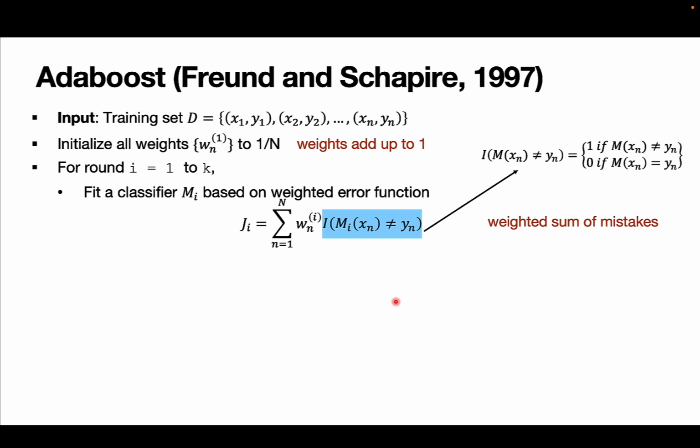Here we start to work with the algorithm steps. In the problem setup, we have a training dataset with the xi's and yi's, and we assign weights to each instance. Initially, we can assign equal weights, but as we progress, we're going to adjust these weights. Instances that get misclassified by the model will have higher weights. Notice that the weighted sum of mistakes formula contains an indicator function I. The goal is to fit a classifier m sub i on these weighted errors.